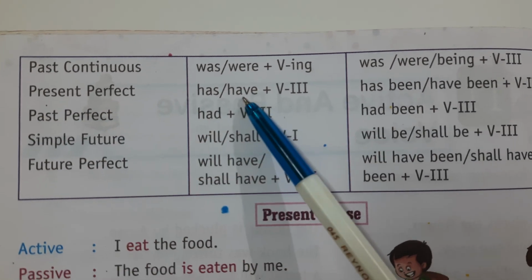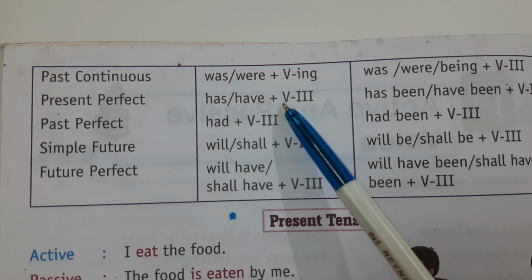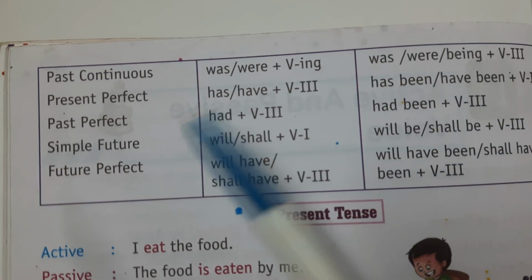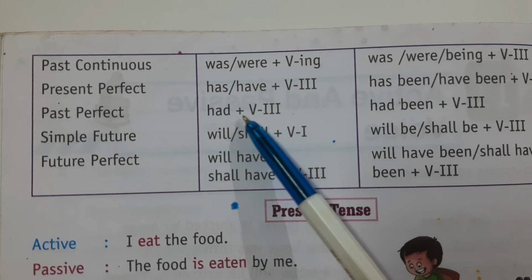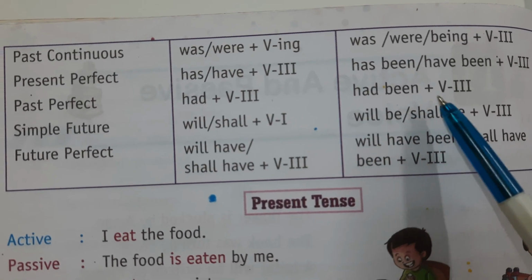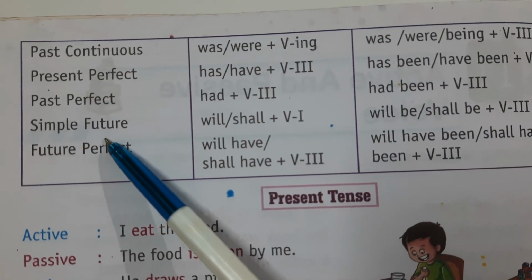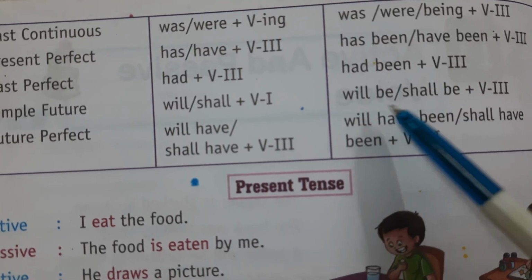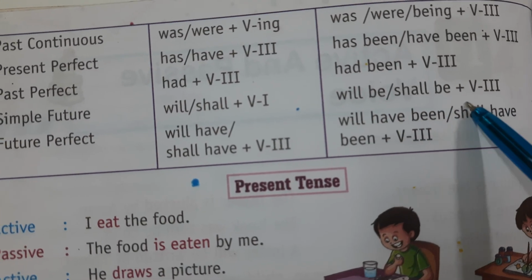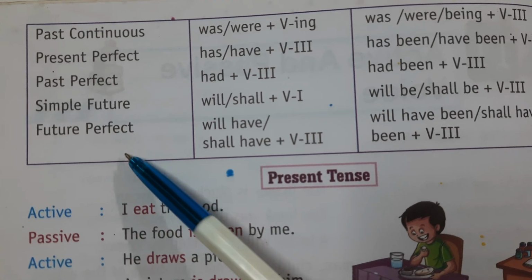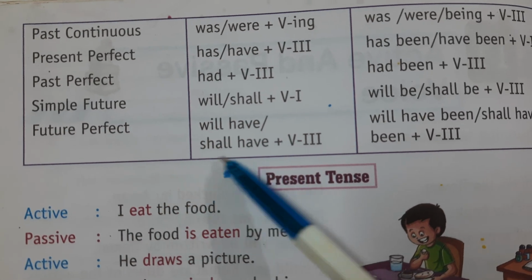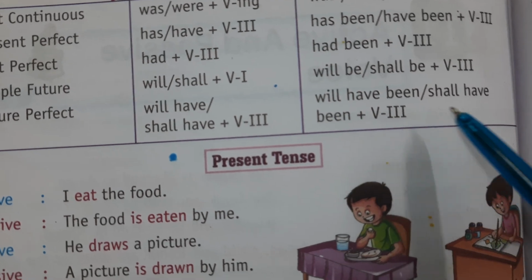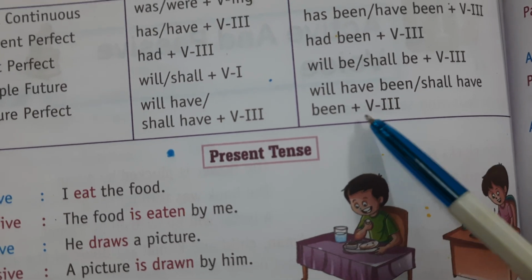Present perfect: has, have plus third form; passive: has been, have been plus third form. Past perfect: had plus third form; passive: had been plus third form. Simple future: will, shall plus first form; passive: will be, shall be plus third form. Future perfect: will have, shall have plus third form; passive: will have been, shall have been plus third form.